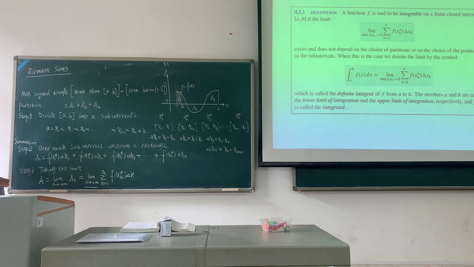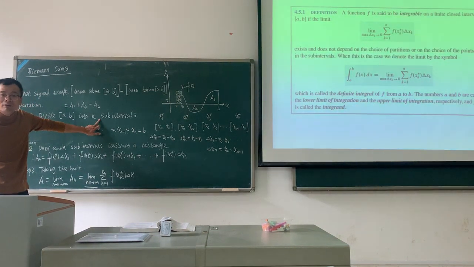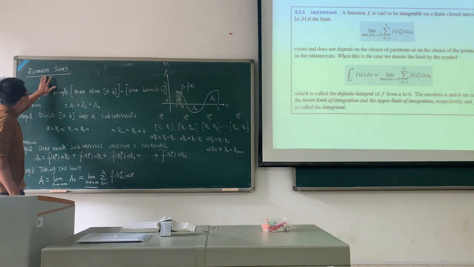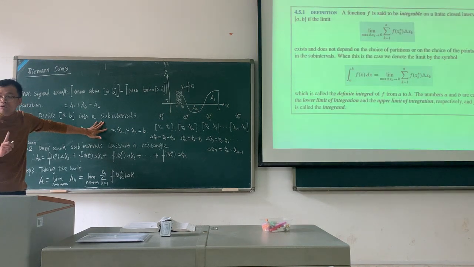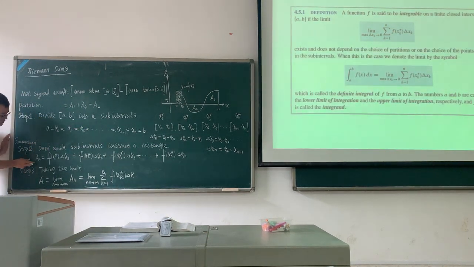The difference from what we introduced in the last class is that there we used equal subintervals, but in Riemann sums the subintervals are not required to be equal. So this is the second step, summation. The third step is to take the limit.